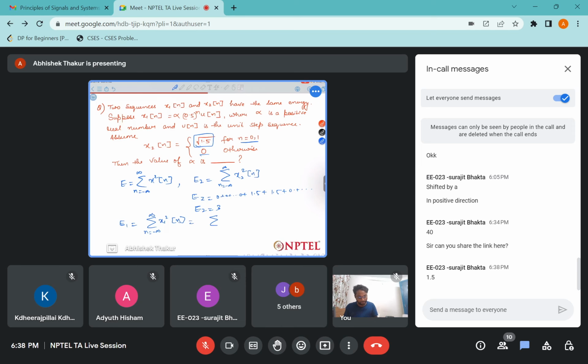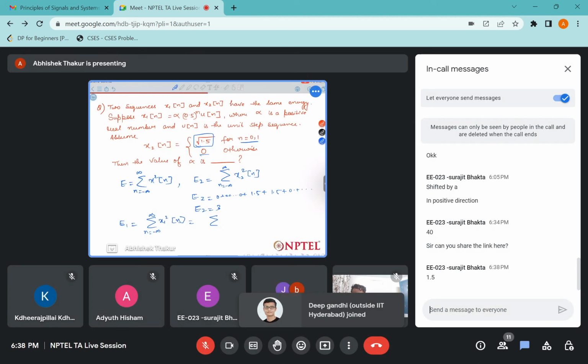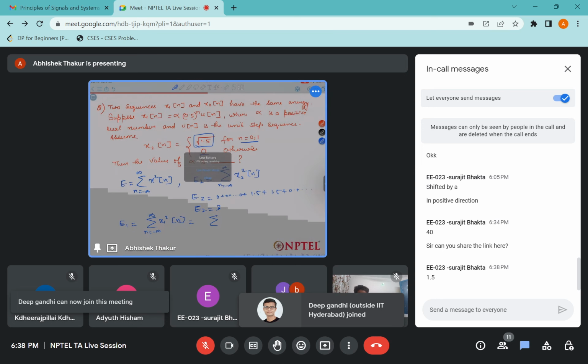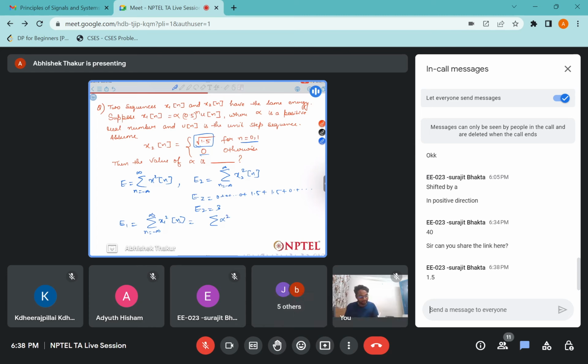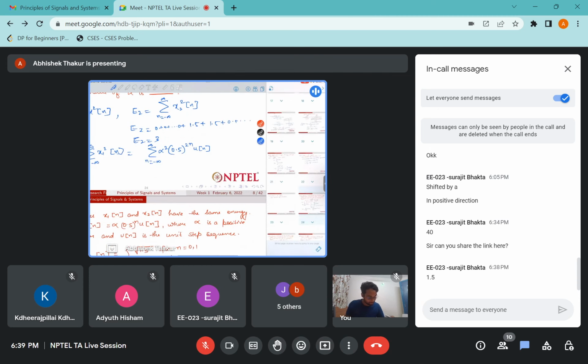So this will be, still some students are joining, x1 is alpha squared, 0.5 to the power 2n, u[n], n is equal to minus infinity to infinity. Let me check, I need to add one extra page below, just wait.